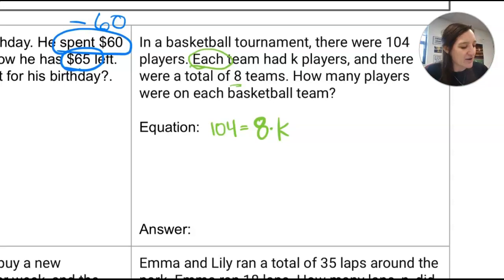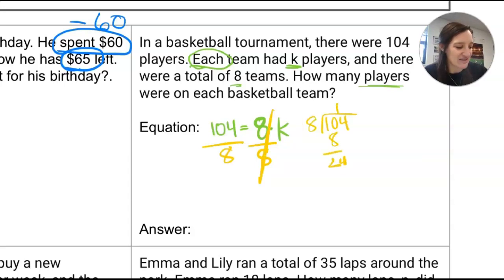And I would see, okay, each team has K players for a total of 104. So now to figure out how many players are on each team, well, players is K, so we need to isolate the K and get it by itself. It's not isolated, it's being times by 8. So let's do the opposite of that. Let's divide by 8. 104 divided by 8 is 13. So there are 13 players on each basketball team.